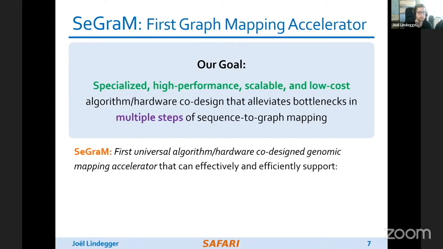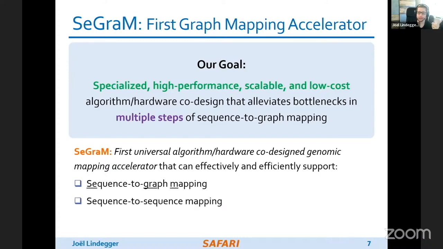So we proposed to this end SeGraM, the first universal algorithm hardware co-designed genomic mapping accelerator. And why is it called universal? So it can do sequence to graph mapping, this much more complex task that we just looked at. It can also do sequence to sequence mapping still, so the traditional task. And then it can also do both short and long reads. So that's why we're calling it universal.